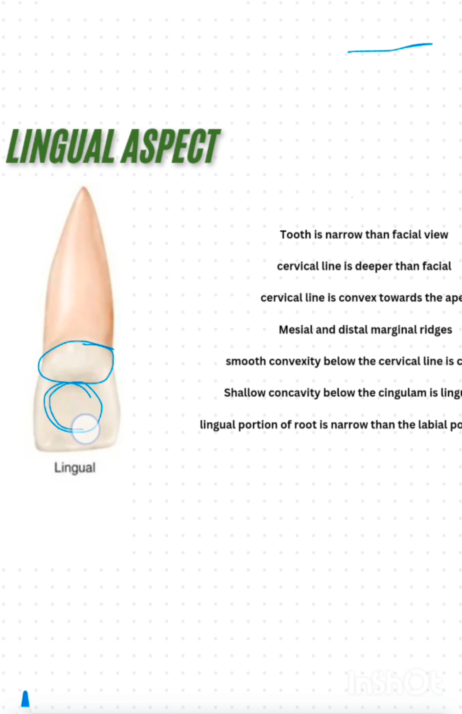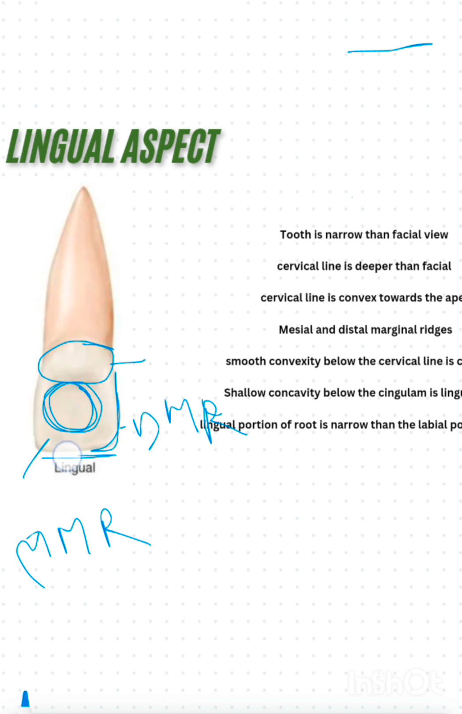Okay. Now the lingual fossa is surrounded superiorly by cingulum, laterally by distal marginal ridge and mesial marginal ridge, MMR, and inferiorly by incisal edge.